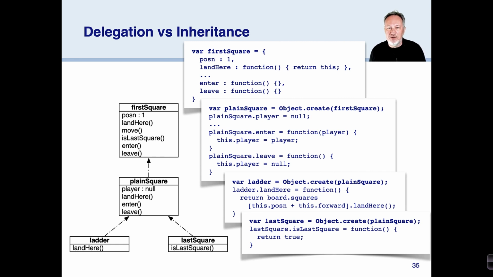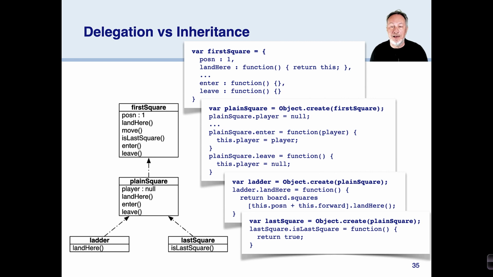Now, in the original implementation of the game, we had a square class, a square interface actually, and we had several different kinds of squares defined as classes in an inheritance hierarchy. So different kinds of squares would be a first square versus a plain square because they have different behavior. In particular, the first square can have any number of players on it, whereas a plain square would allow at most one. And a ladder or a snake had a special behavior if a piece lands on it.